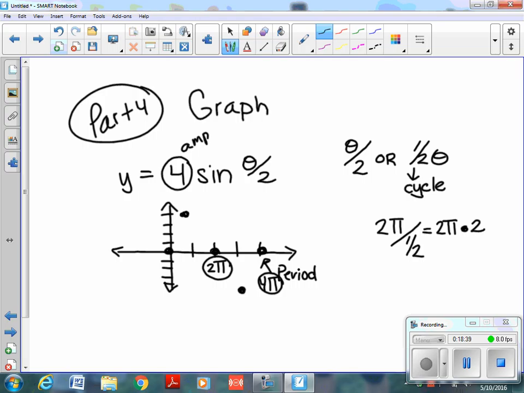You should always have 3 dots on the x-axis and 2 dots off of them. And again, when you connect it, they should be curvy. You should make a little hill and a little valley if you do it right.